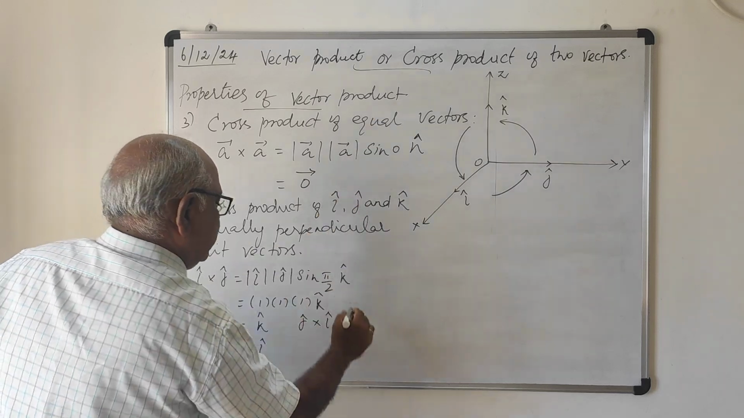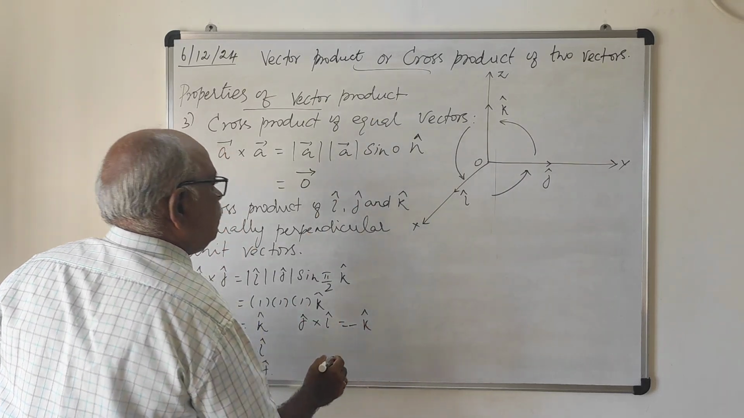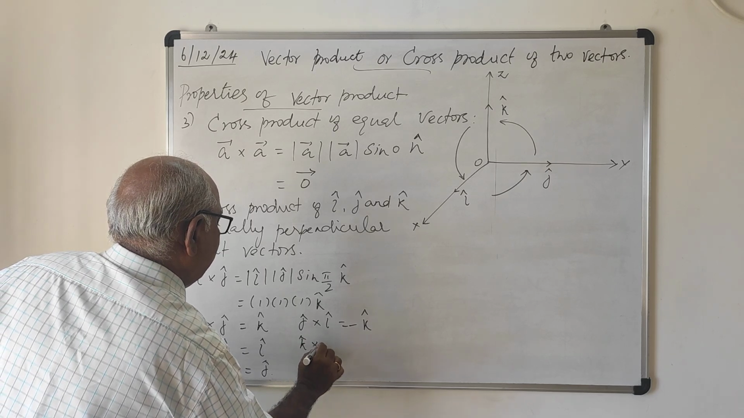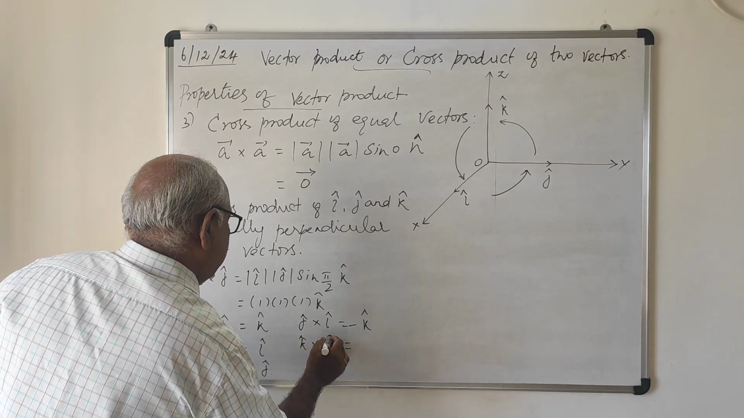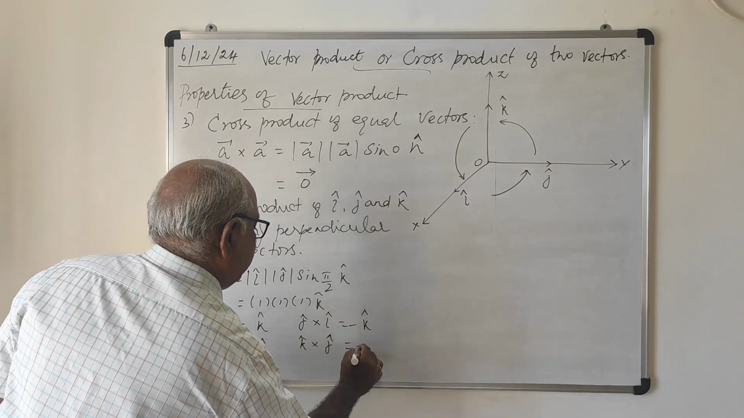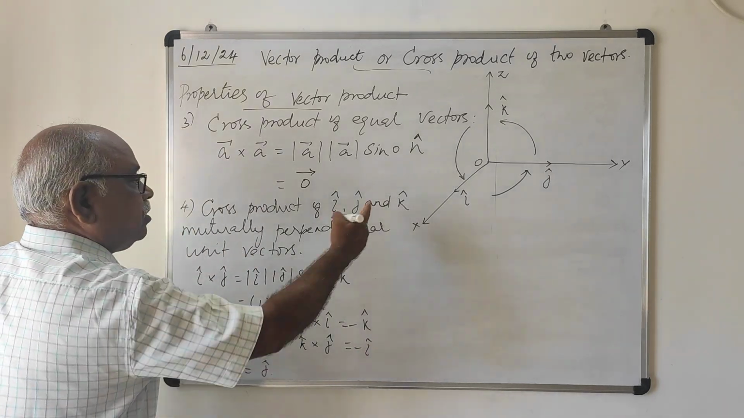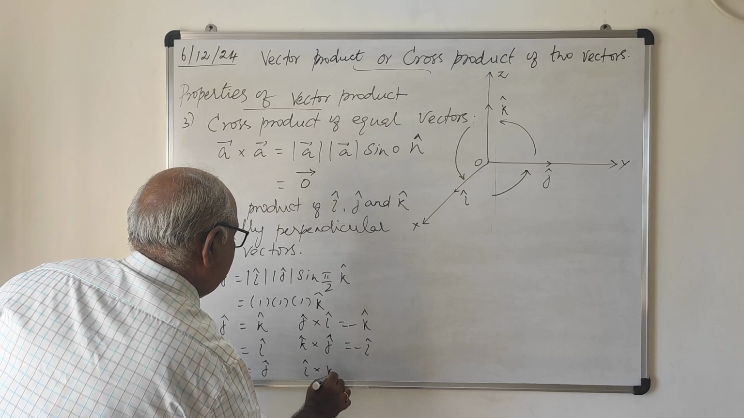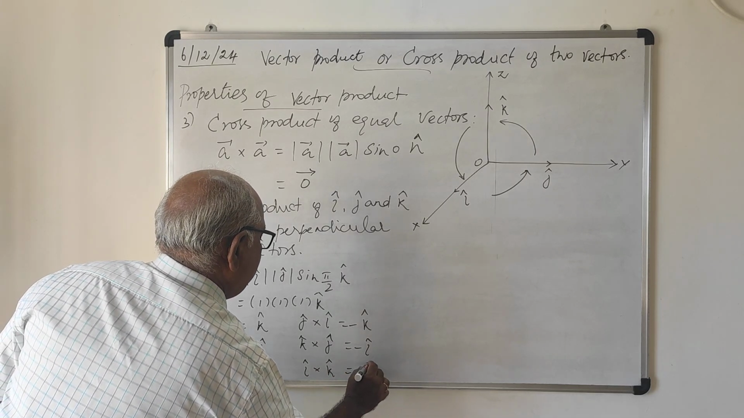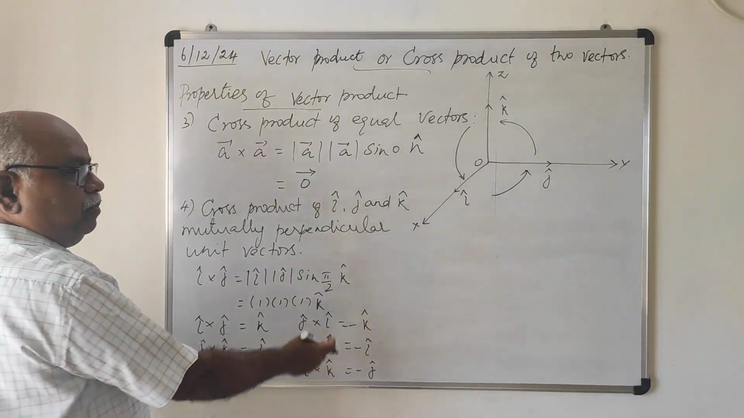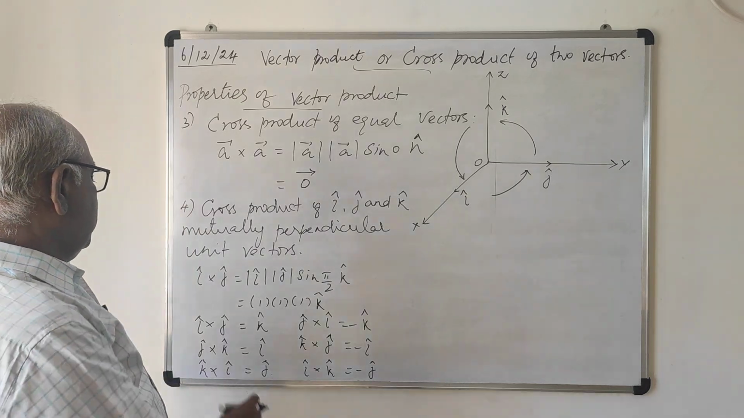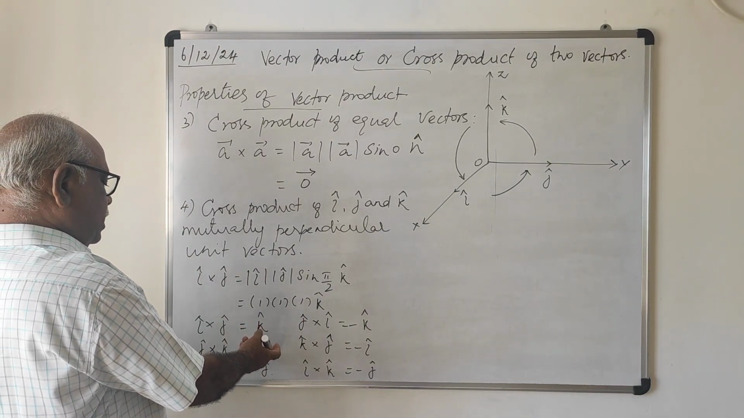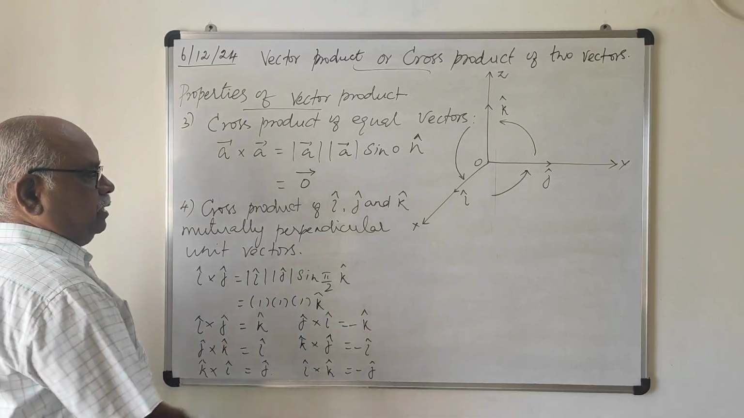J cross I is minus K, K cross J is minus I, similarly I cross K is minus J. If it is in the clockwise direction, the sign will be changed. So I cross J is K, whereas J cross I is minus K. J cross K is I cap, whereas K cross J is minus I, like that.